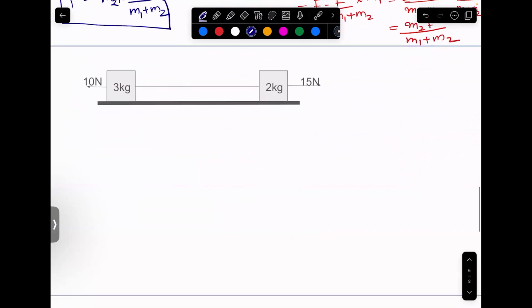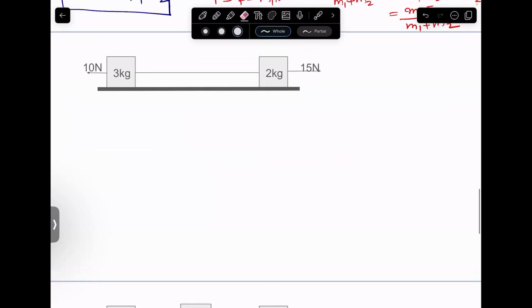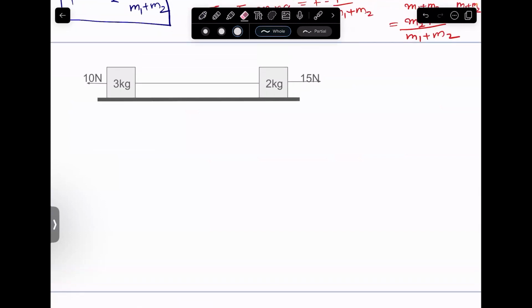Now the next question. So here we have two forces, and the mass is given. Mass of the block is given, not of the string. So again, find the acceleration and the tension along the string. With numbers, you will understand the concept better. That's why I have written it here.